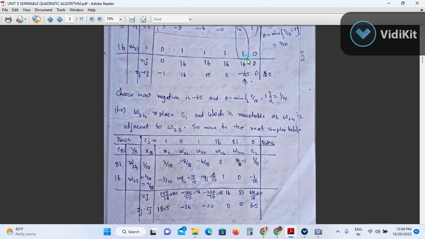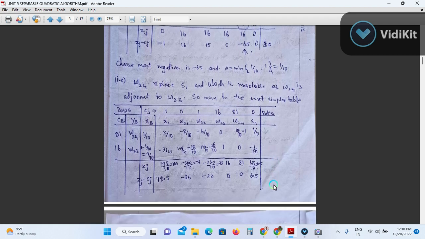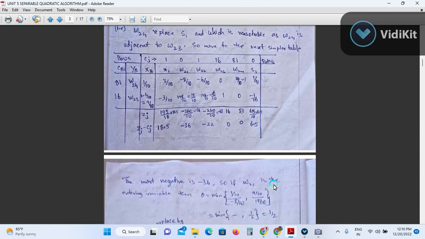Now I want to make these entries become 0. So how do you make it? This new row minus the old row of W23, right? Simple enough, no need for any other operation. So simply this entry minus this entry, so that this entry becomes 0. So this one minus this one, so this is 0. The same thing we have to do for the entire row. So you'll get this nice entry, right?